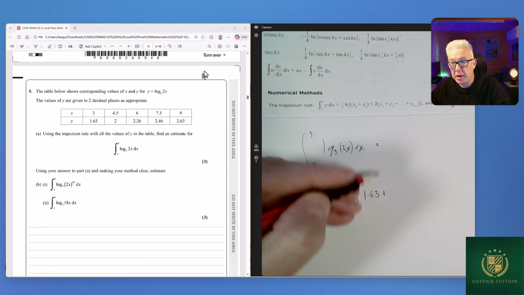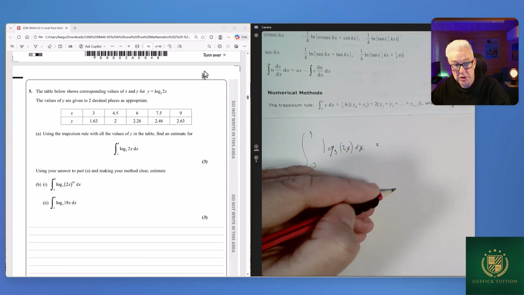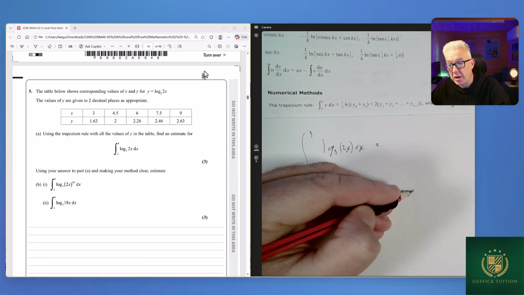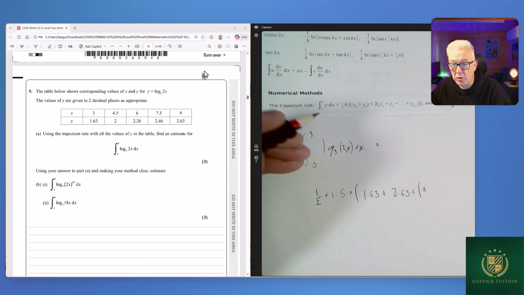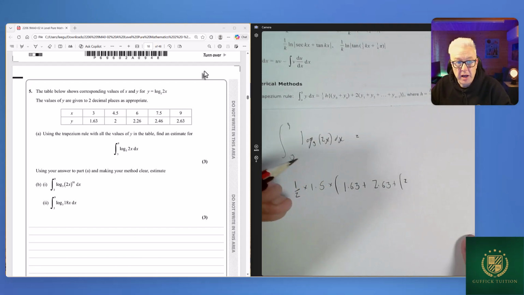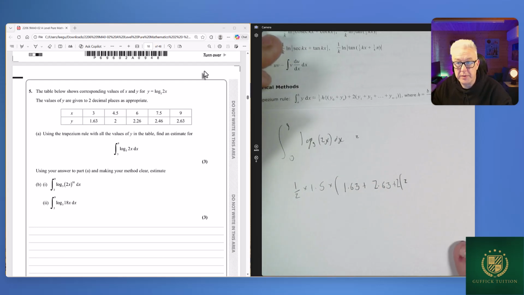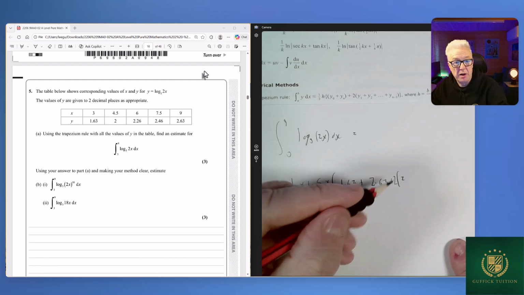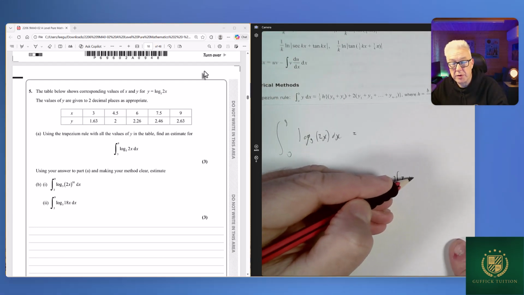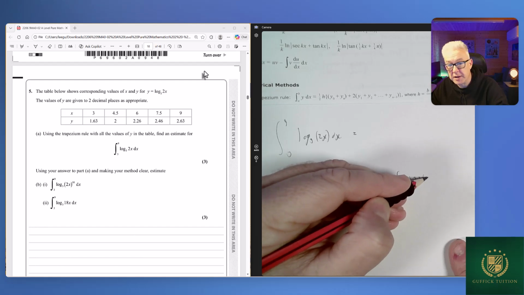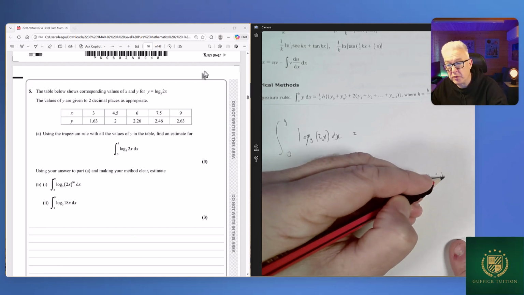So going up by 1.5 is our h, times by y0, which is the first one, so that is 1.63, plus yn, which is the last one, which is 2.63, plus 2 times all the ones in the middle, and the ones in the middle are, the first one is 2, the next one is 2.26, and then the next one is 2.46.